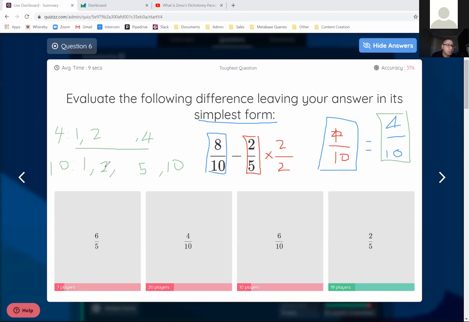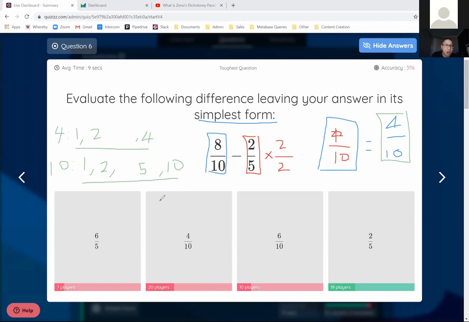I check the next number after 2. Does 3 go into 10? 3, 6, 9, 12. 3 doesn't go evenly into 10. I check the next number after 3, which is 4. 4, 8, 12. 4 also doesn't go evenly into 10. So these are my factors of 10.